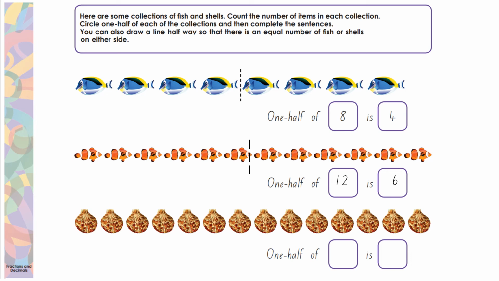Last one with our shells, we've got 1, 2, 3, 4, 5, 6, 7, 8, 9, 10, 11, 12, 13, 14. Okay, so what's half of 14? Well, I think my halfway would go there. So I've got 1, 2, 3, 4, 5, 6, 7 on one half, 1, 2, 3, 4, 5, 6, 7 on the other. So 1/2 of 14 is 7.